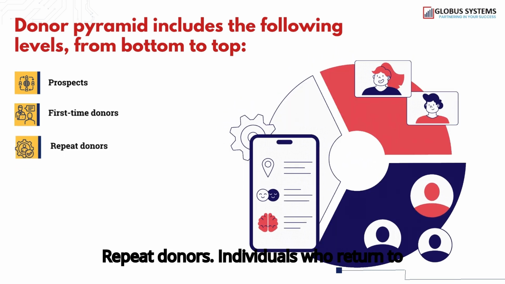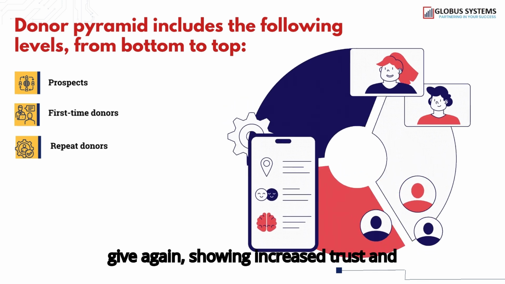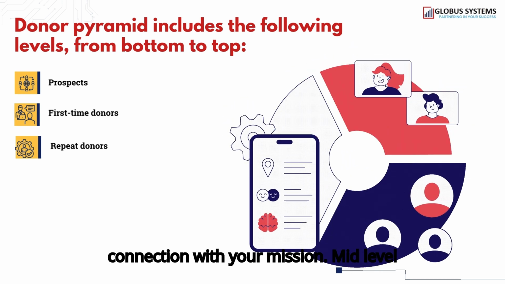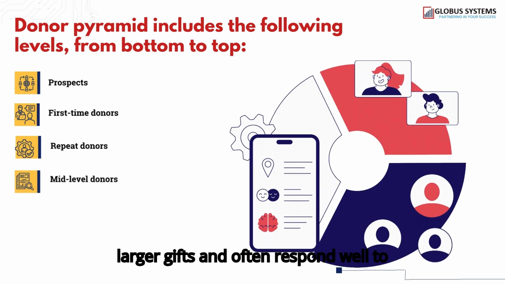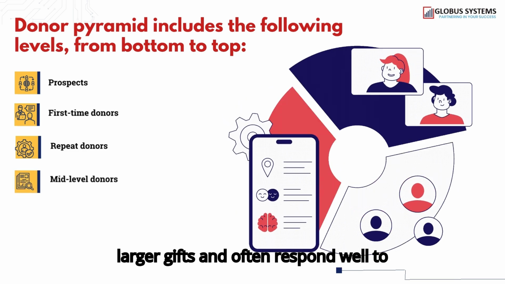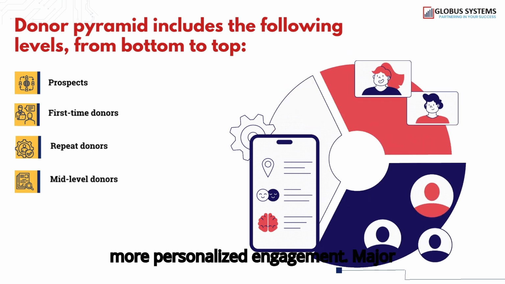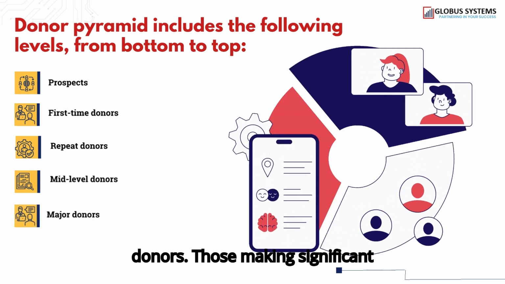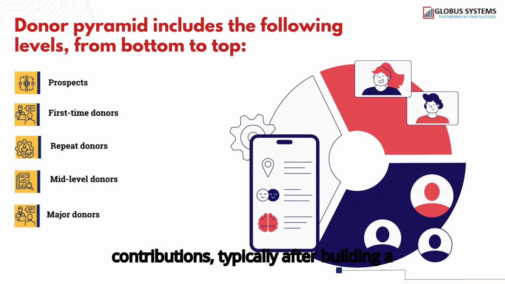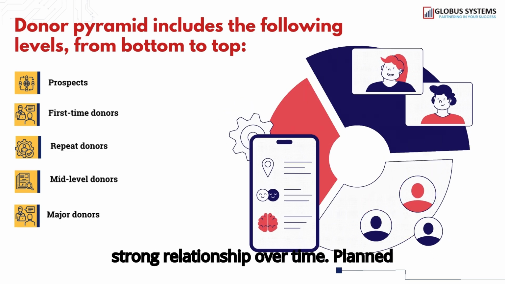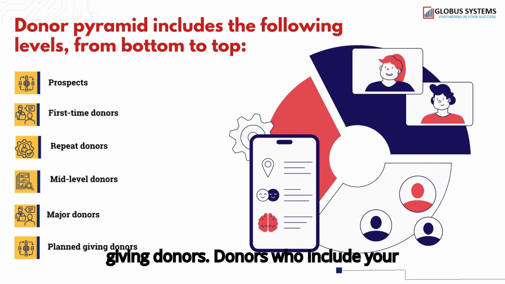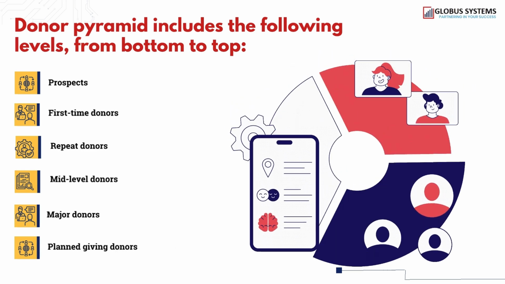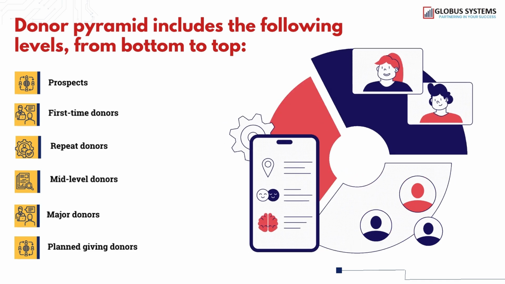Repeat donors, individuals who return to give again, showing increased trust and connection with your mission. Mid-level donors, consistent supporters who give larger gifts and often respond well to more personalized engagement. Major donors, those making significant contributions, typically after building a strong relationship over time. Planned giving donors, donors who include your organization in their estate plans, creating a lasting legacy.